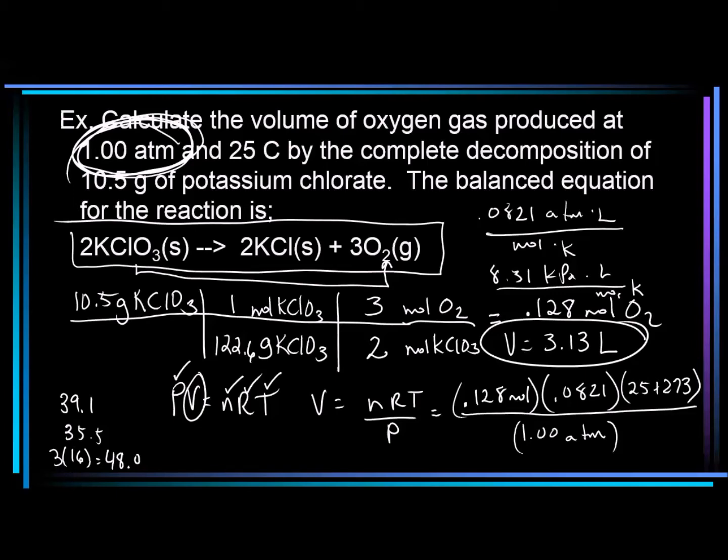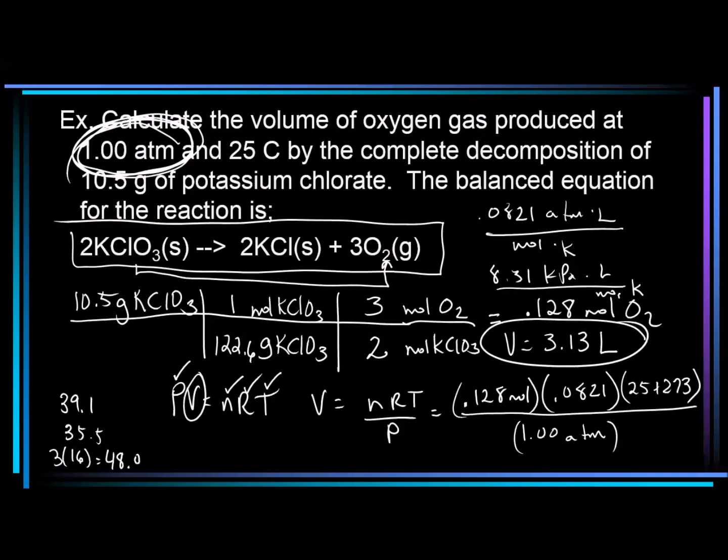So, this is a marriage of train tracks and the ideal gas law, where I'm given everything I need to find moles, and then I use moles with the ideal gas law to find volume. Would have been really nice if it had been at STP, wouldn't it? Yeah. But it wasn't. Any questions?